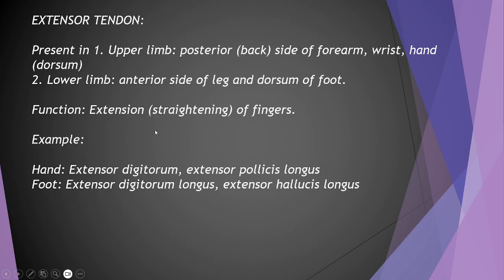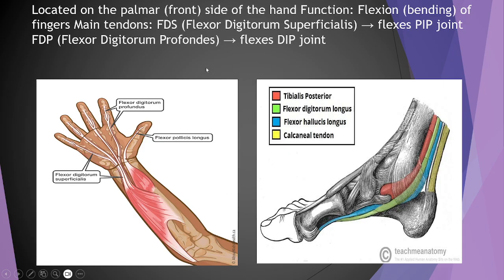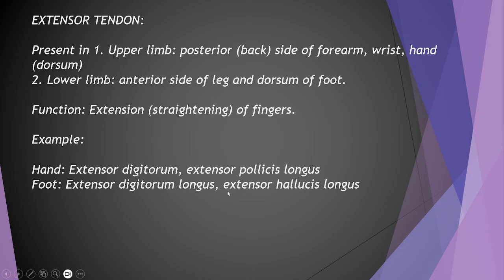Now coming to extensor tendon. The extensor tendon is present on the back side of the hand. What is the function? Extension, straightening of the finger. It is present in the upper limb, the posterior backside of the forearm, wrist and the hand, and in the lower limb, the anterior side of the leg and the dorsum of the foot. And the function is extension. So in the flexor tendon, there is flexion, bending, and if we straighten the finger, that straightening action is known as extension.